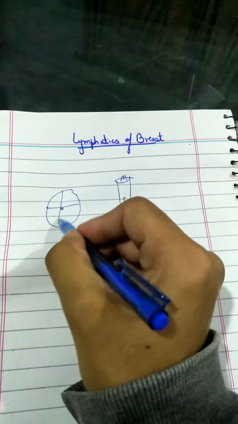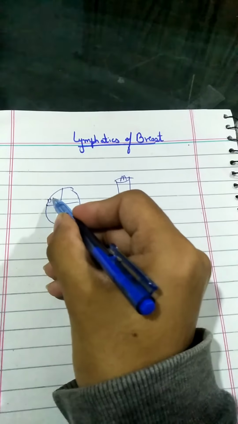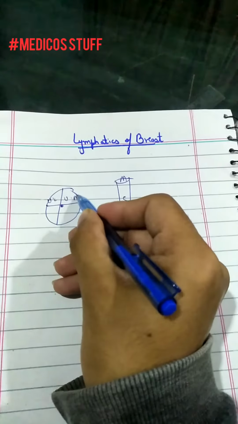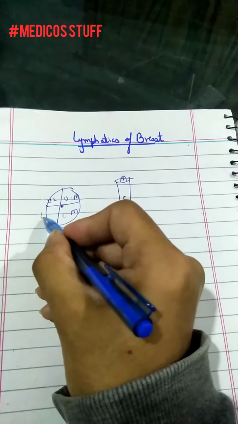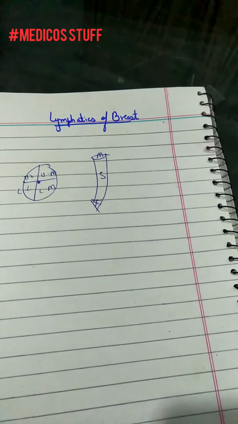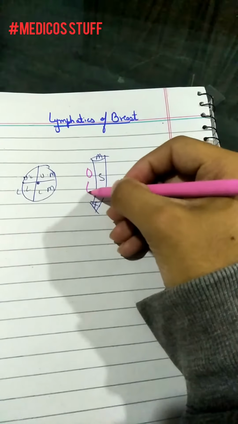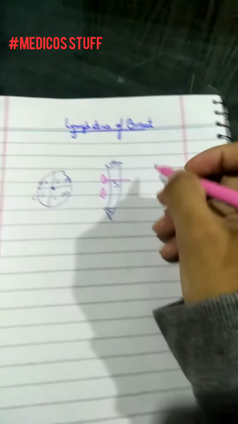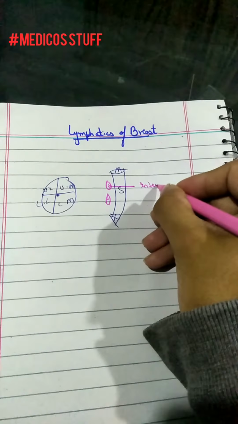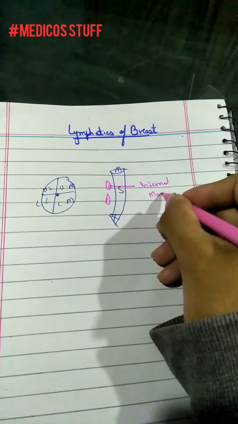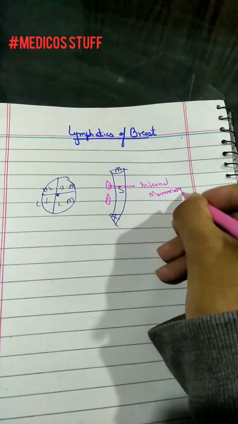The breast is divided into the four quadrants: upper lateral quadrant, lateral side; upper medial quadrant, lower medial quadrant, and lower lateral quadrant. Now, adjacent to the sternum, there are the lymph nodes. These lymph nodes are named as the internal mammary lymph nodes.